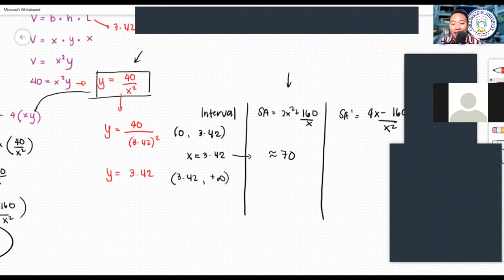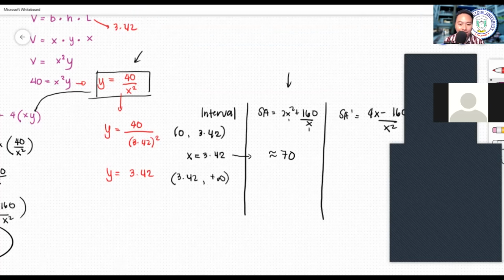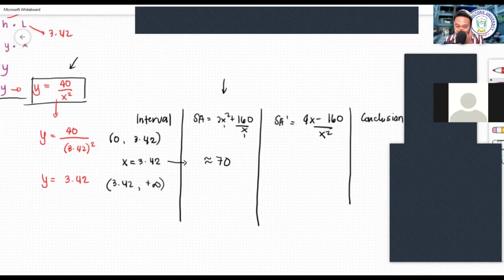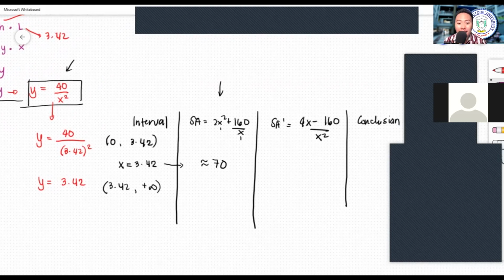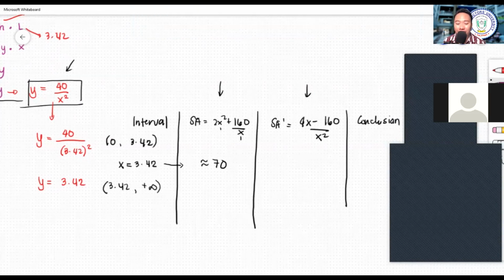If you substitute x here, 3.42, you would get approximately 70. Now, for this part, guys, the derivative, your goal is to pick a representative between this statement or between this interval here.